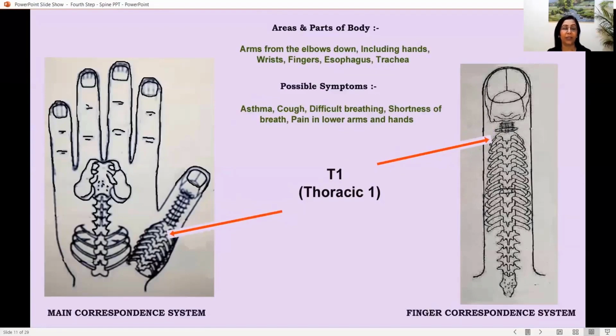Then we go to the thoracic vertebrae, the T1 thoracic vertebrae. You have to treat when you have a problem with arms from the elbows down, including hands, wrists, fingers, esophagus, trachea, etc. Possible symptoms being asthma, cough, difficult breathing, shortness of breath, pain in lower arms and hands.